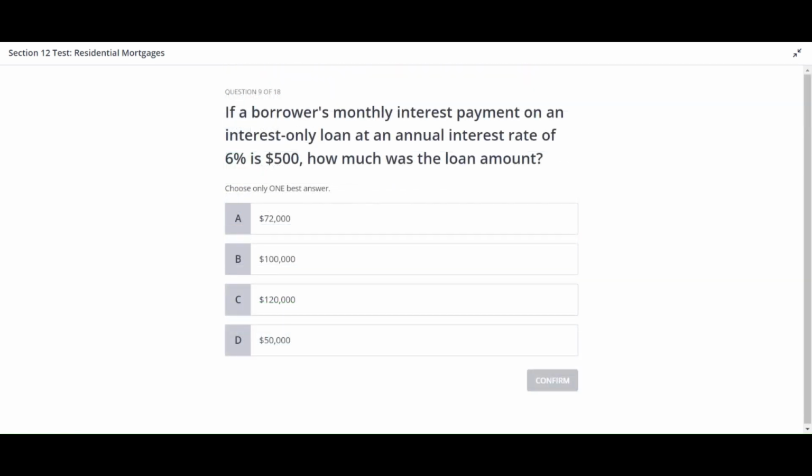Question number 9. If a borrower's monthly interest payment on an interest-only loan at an annual interest rate of 6% is $500, how much was the loan amount? A. $72,000. B. $100,000. C. $120,000. D. $50,000. Go ahead and make your selection.